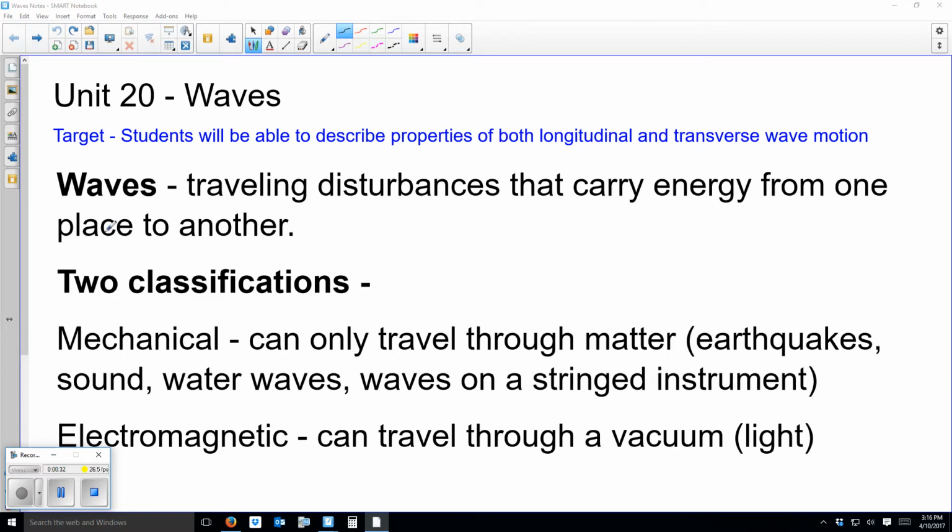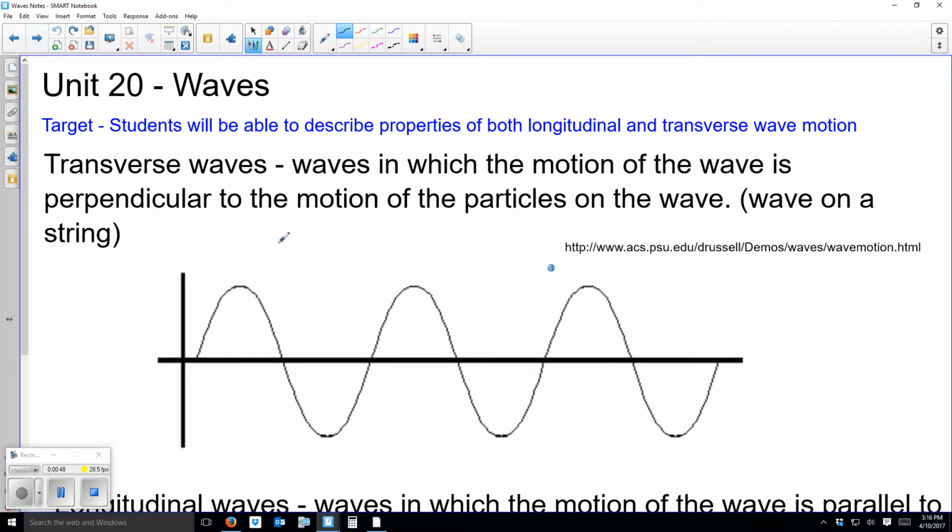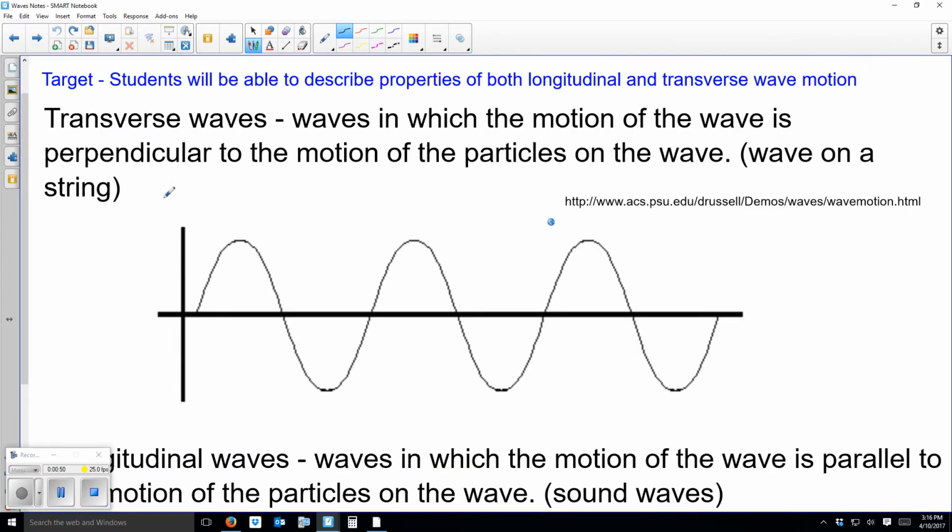So waves: traveling disturbances carrying energy. We've got mechanical waves. They have to travel through matter. Examples: earthquake, sound, water, waves on a stringed instrument. And electromagnetic waves. Those are the light waves that can move through a vacuum. Number one, the difference between transverse and longitudinal waves.